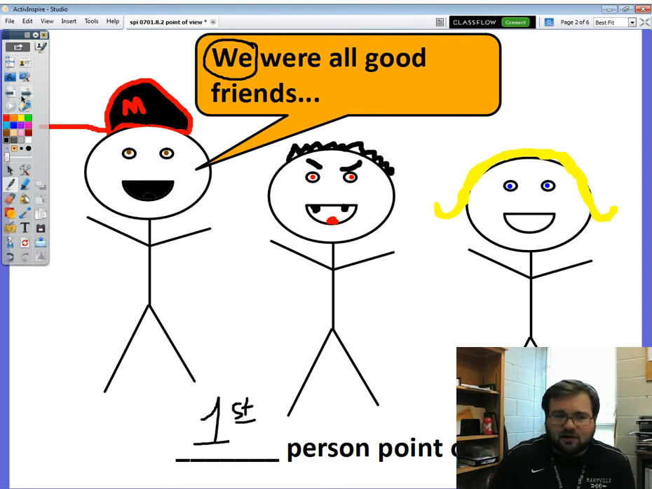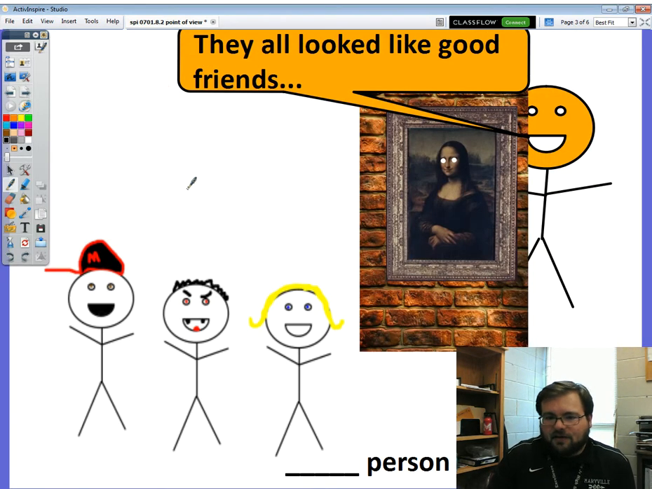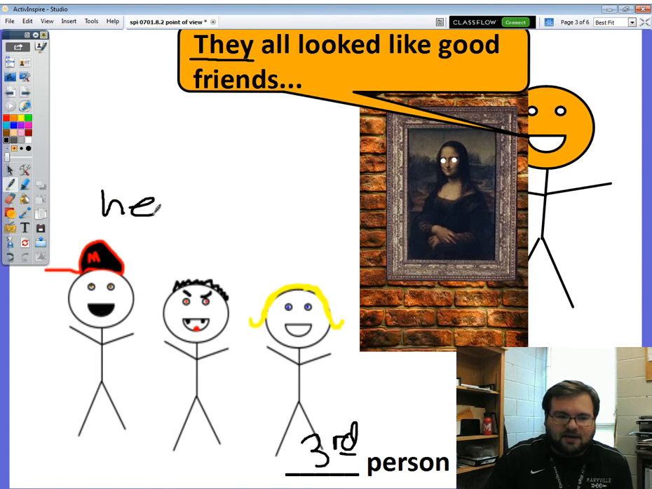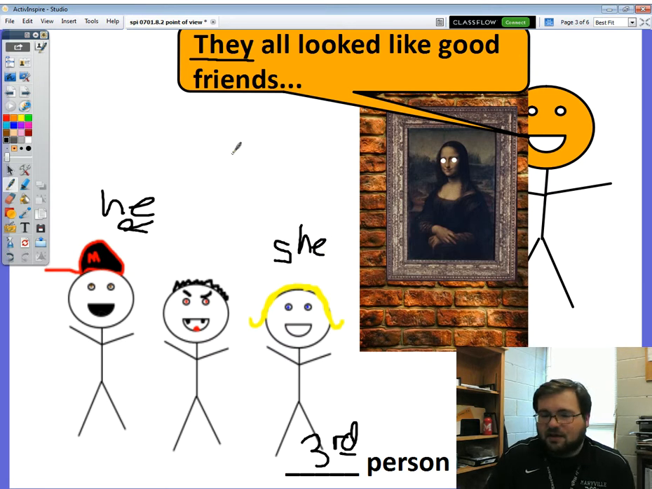Now, we're going to take the same scenario, and someone else is going to talk about it. In this case, we've got the creeper that's staring through the window, through the painting, talking about these same three folks. It says they all looked like good friends. So we've still got the same thing going on, except in this case, there's someone who's not involved in the action telling us about it. In general, this is third-person point of view. We can tell because it has a third-person pronoun like they, or he or she, as well as them. So when our narrator is talking in third-person pronouns, that's a third-person point of view.